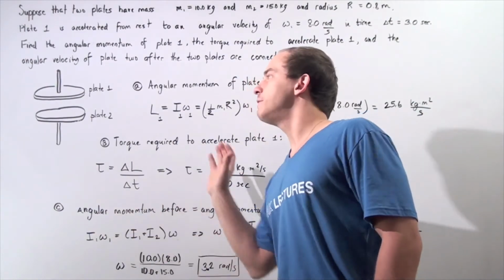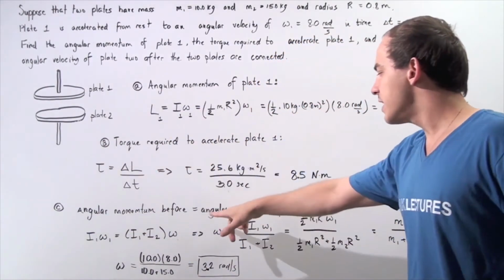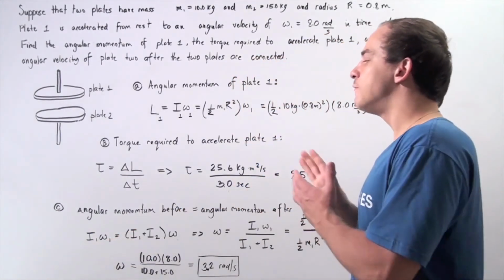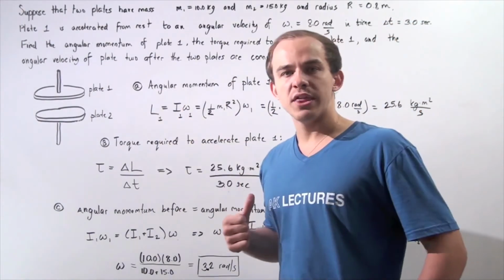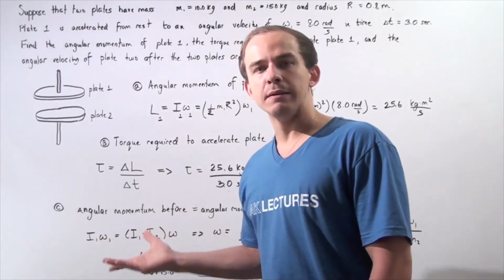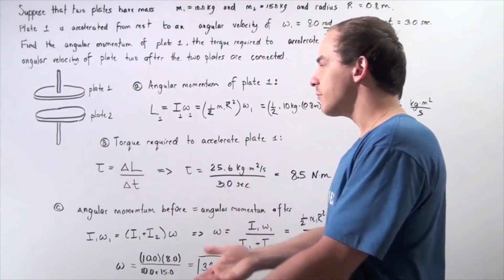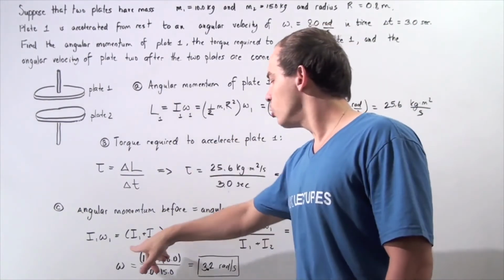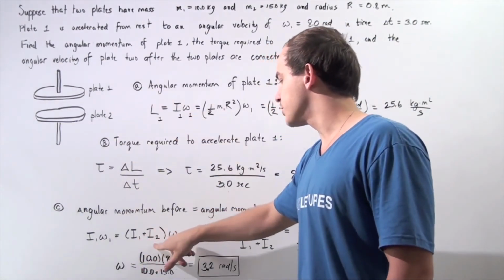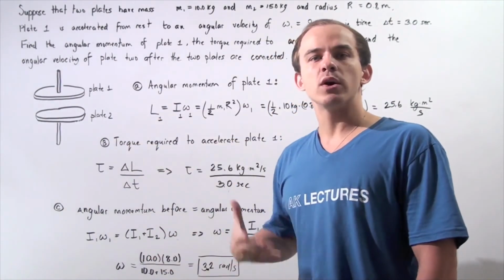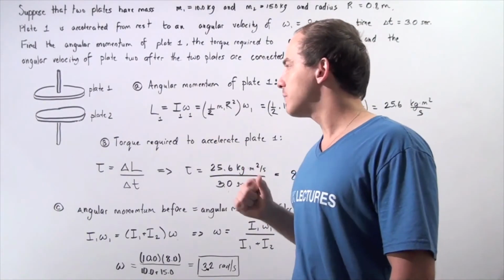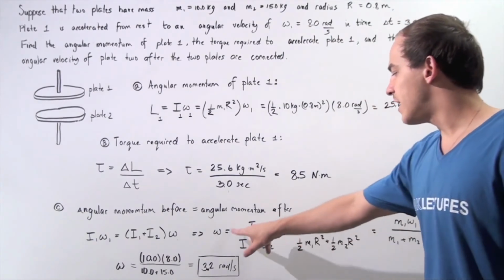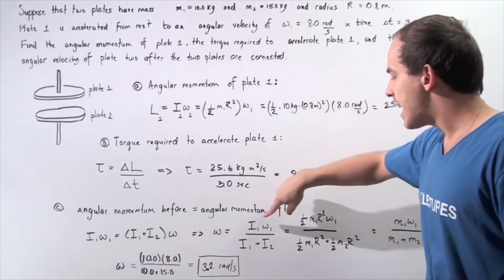The angular momentum before we connect them is equal to the angular momentum after we connect the two plates. So we have the following equation. Before we connect them, we only have plate 1 that is rotating. So I1 multiplied by omega 1 equals, after we connect them, we have to sum up their moments of inertia. So moment of inertia of object 1 plus moment of inertia of object 2 multiplied by whatever the angular velocity of the two objects is. Let's call it simply omega. So now we solve for omega.